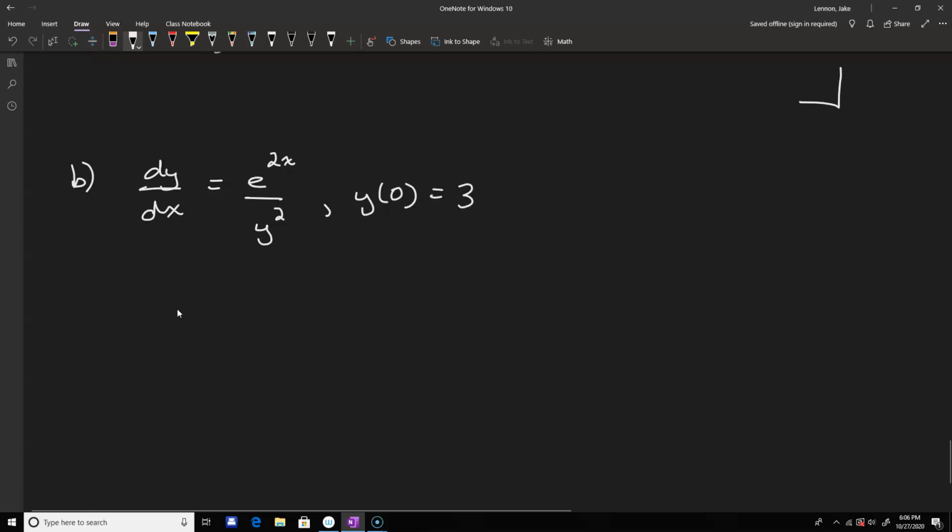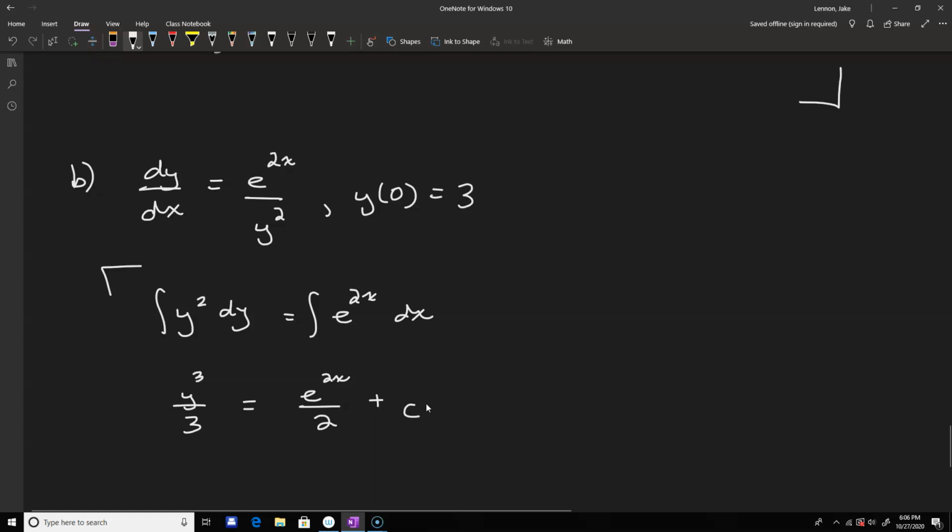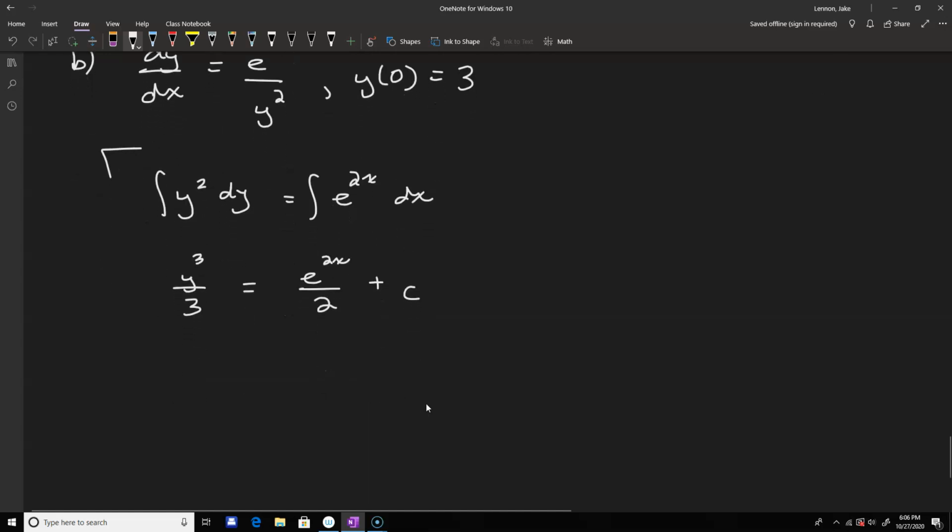Again, this is easy to separate. We have y squared dy equals e to the 2x dx, and then we can integrate both sides, so we end up with y cubed over 3, and this would equal e to the 2x over 2 plus a constant, so really just a two-step problem to actually solve the DE.